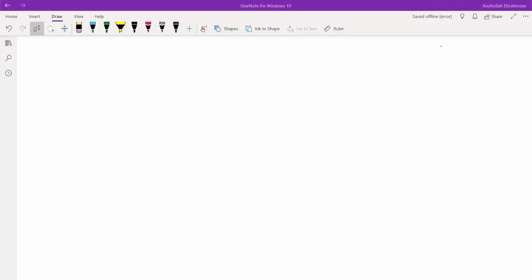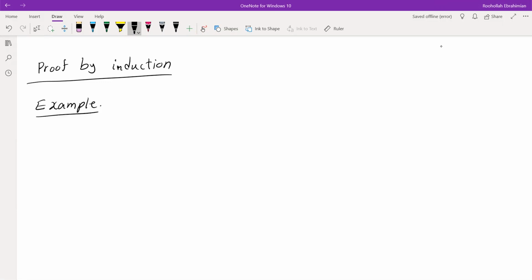Okay, so in this video, we're gonna talk about a second method of proof, which is proof by induction. So I'll show that to you with an example. So here's an example I want to use to understand mathematical induction.